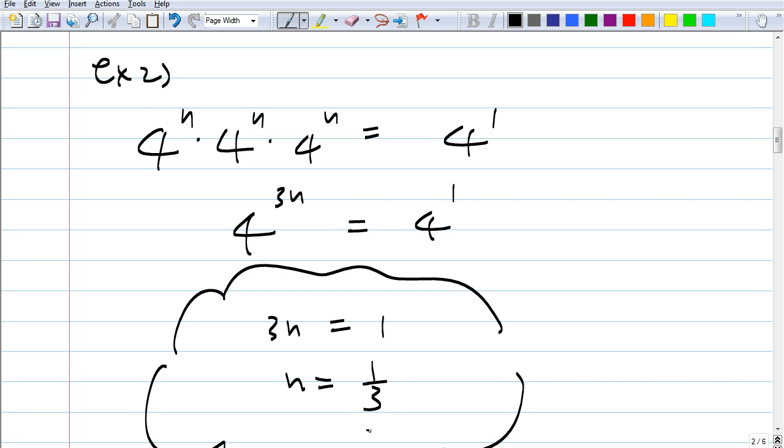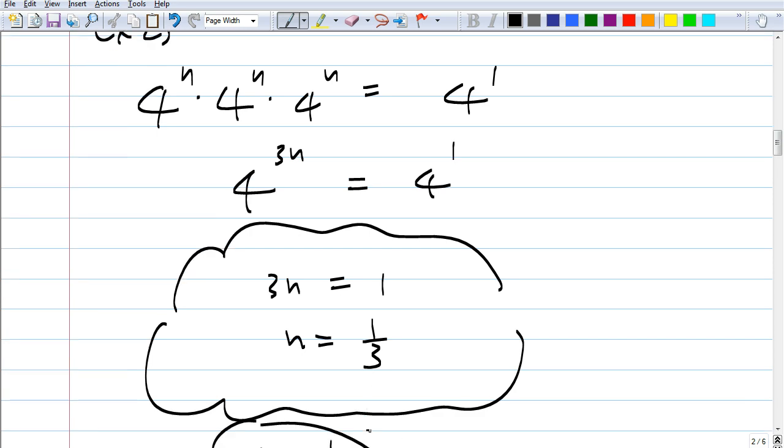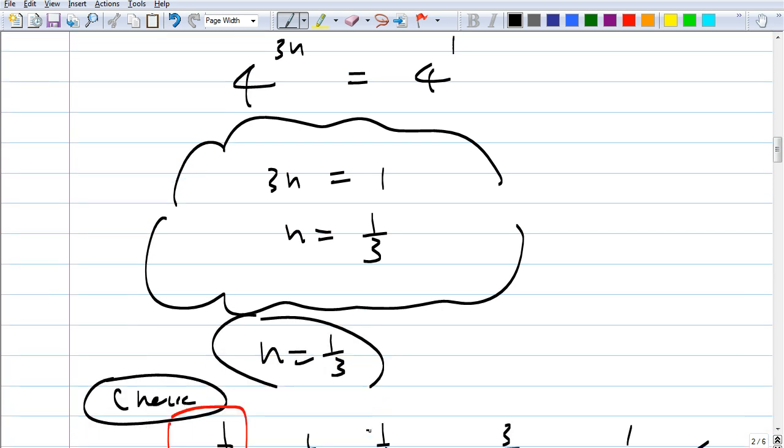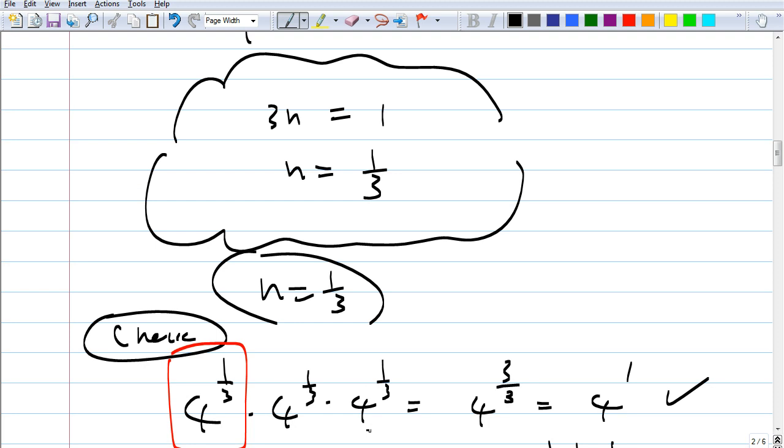Then, when you do this, let's verify. n is 1/3, so let's check. Isn't 4 to the 1/3 times 4 to the 1/3 times 4 to the 1/3, isn't that 4 to the 3 over 3? Yeah. That's 1. Right? So Cameron, what do you think 4 to the 1/3 really means?